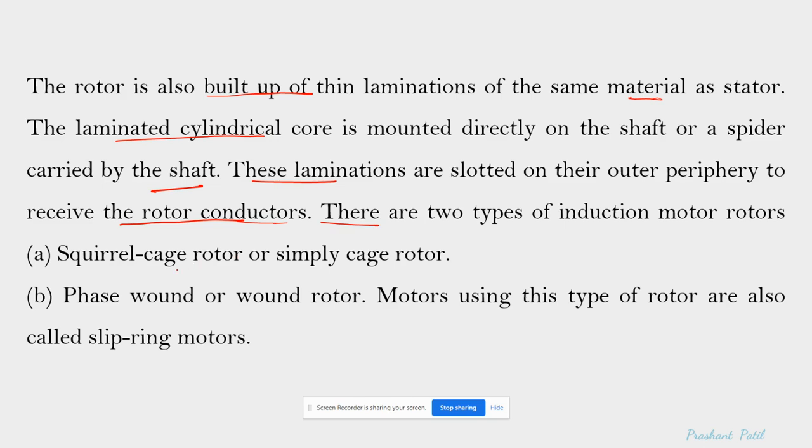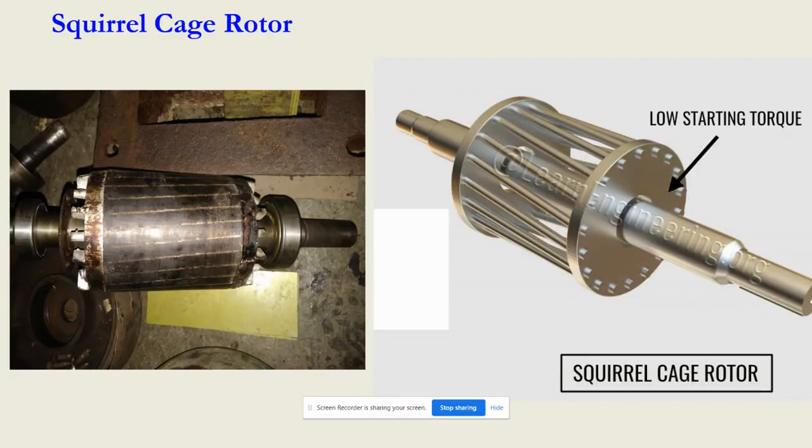Again, there are two types of induction motor rotors. One is squirrel cage rotor or simply cage rotor, and the second is phase wound rotor or slip ring rotor. Motors using this type of rotor are also called slip ring motors. Now let us start with the first, the squirrel cage rotor. This is the structure of squirrel cage. This is the animated picture, and this is your actual squirrel cage rotor.